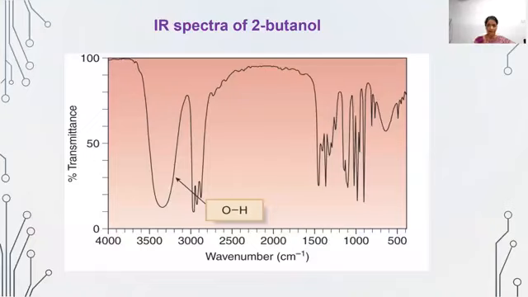Now we come to the example. This is a simple IR spectrum of 2-butanol in which you can see that below 3000 there is CH stretching, and above 3000 it is bonded OH. When it is broad, the OH group is bonded. That shows 2-butanol molecules are intermolecularly hydrogen bonded. This spectrum is scanned in the solution state or the concentrated solution of 2-butanol.